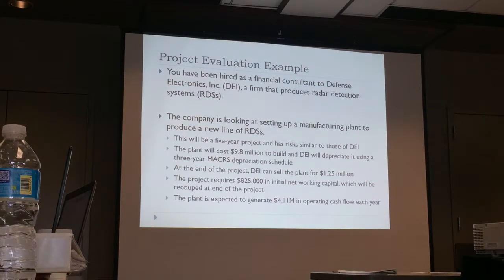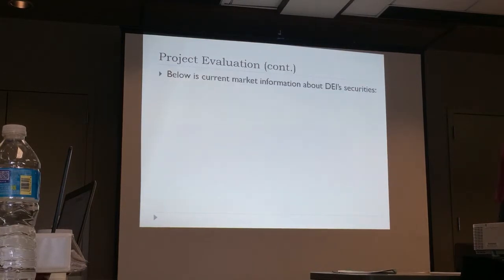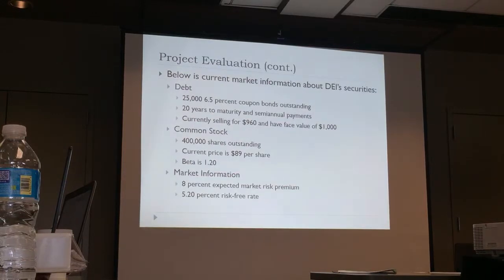The project requires $825,000 in additional working capital. We'll recoup that at the end of the project. The plant's expected to generate $4.11 million in operating cash flow each year. We know a little bit about the firm's financing. They have 25,000 6.5% coupon bonds outstanding. Each of these bonds has 20 years to maturity and makes semi-annual payments. They're selling at a discount for $960.